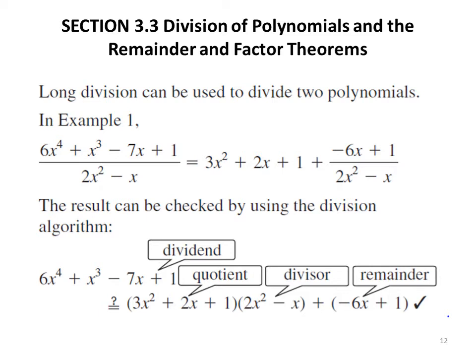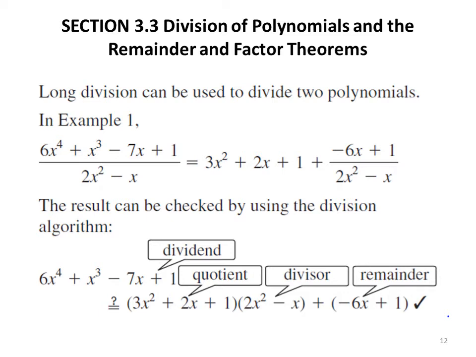Here is an example. If you divide 6x to the 4 plus x cubed minus 7x plus 1 by 2x squared minus x, you will get 3x squared plus 2x plus 1 plus the remainder minus 6x plus 1 divided by 2x squared minus x. For the result of the division, the quotient is equal to 3x squared plus 2x plus 1. The remainder is equal to minus 6x plus 1. You can check the details by using long division.